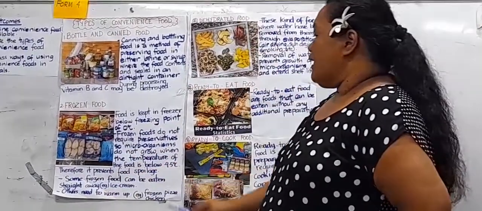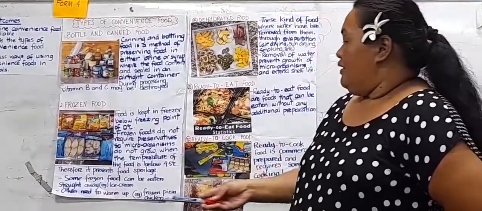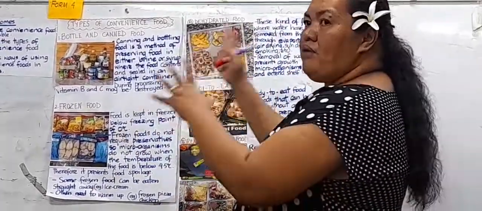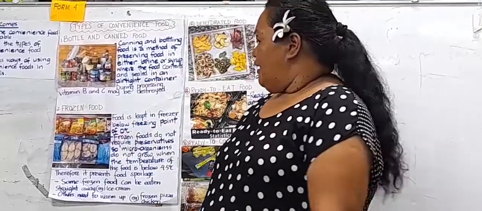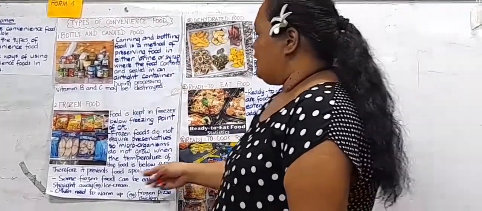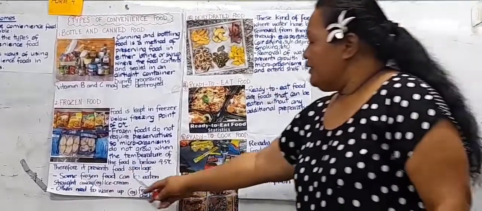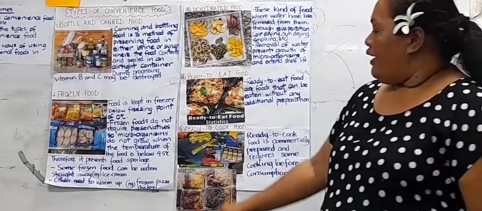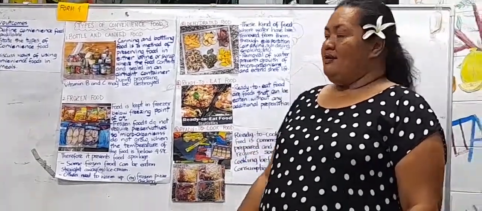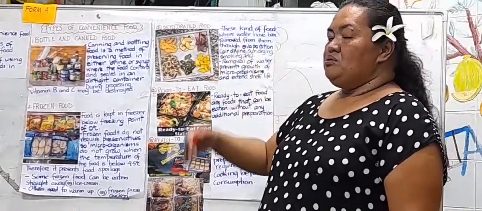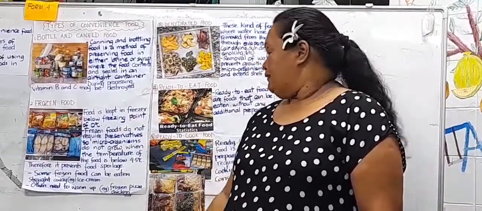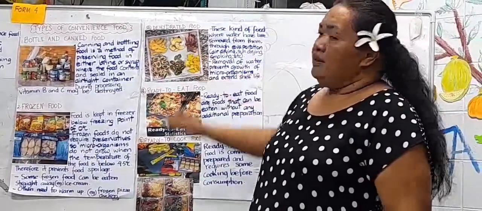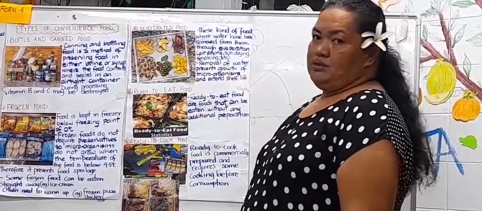Some frozen food can be eaten straight away, like ice cream. There's no need for cooking. You just go and buy your ice cream and eat ice blocks, all those kinds of things. Other foods need to be warmed up, like frozen pizza. You can just go and buy it and then put it in the oven to warm your pizza. Sometimes chicken.